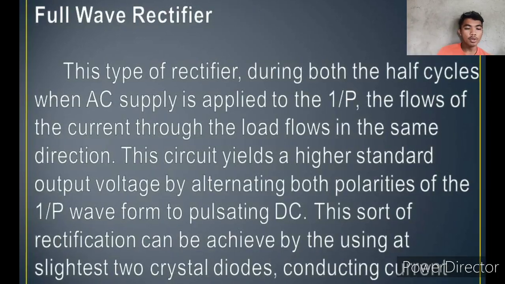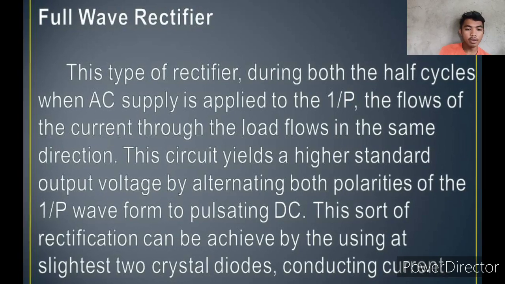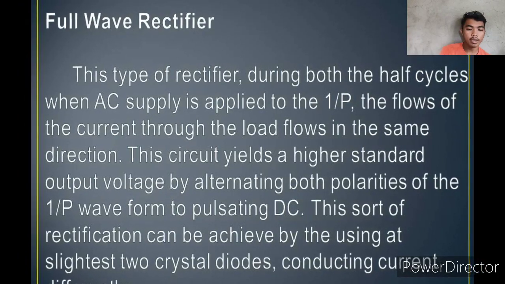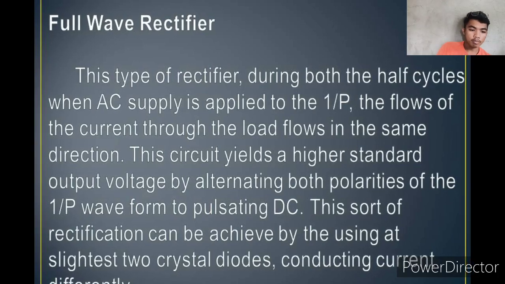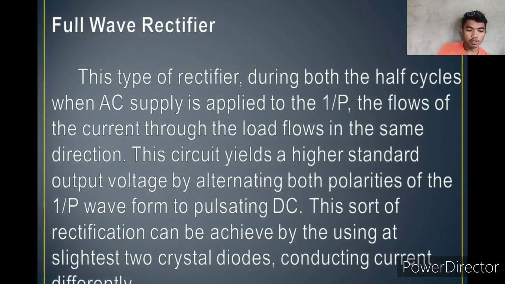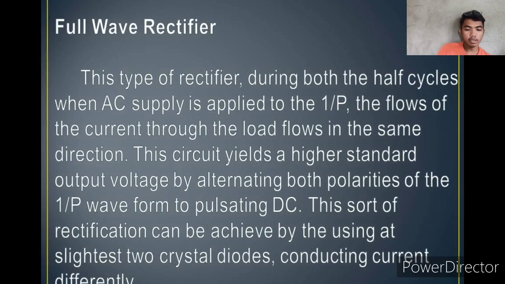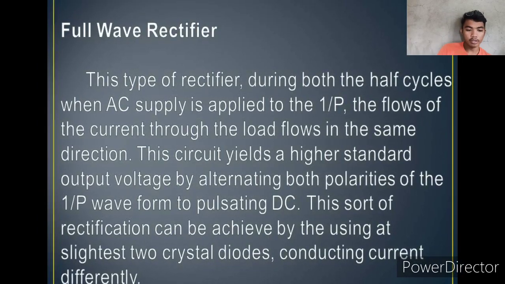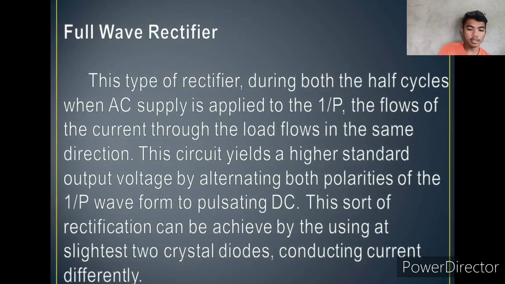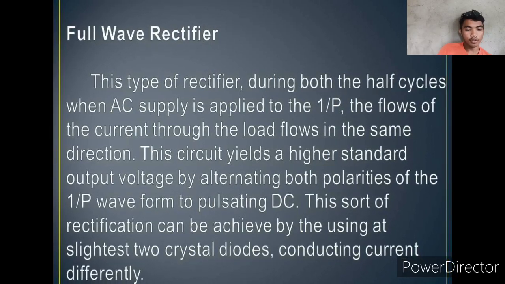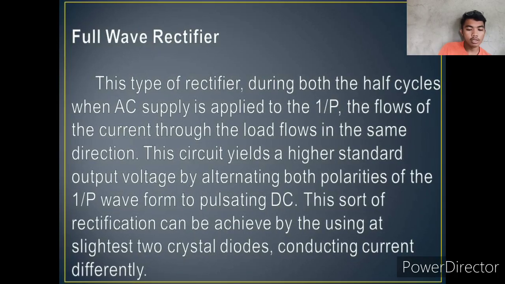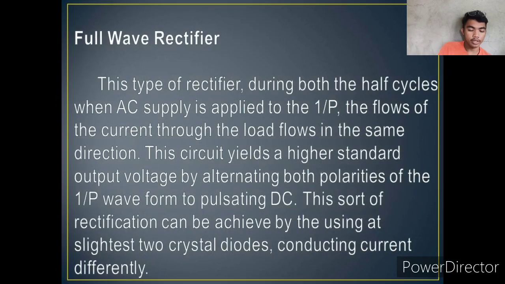The other one is the full wave rectifier. In this rectifier, during both half cycles when the AC power supply is applied, the current flows through the load in the same direction. This circuit yields a higher output voltage, with both polarities producing a waveform of pulsating DC. This sort of rectification can be achieved by using at least two crystal diodes conducting current alternately.